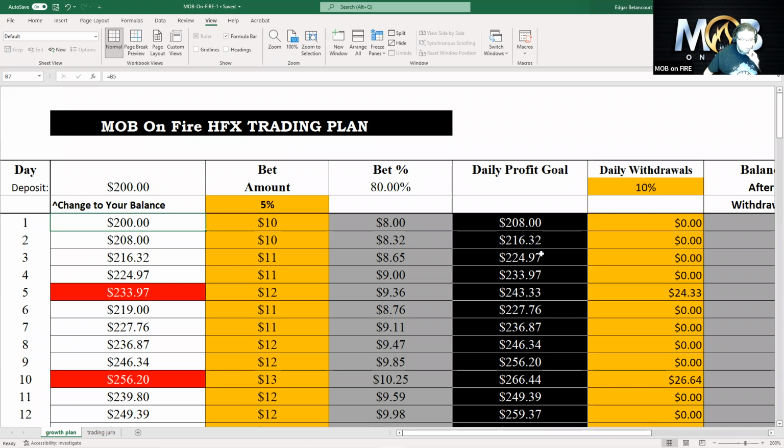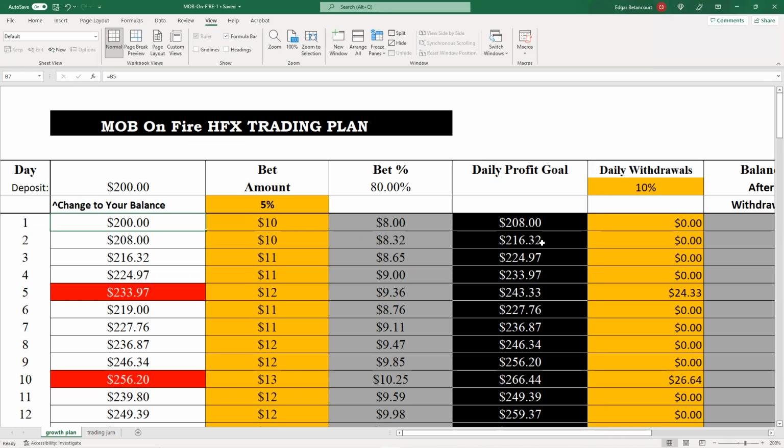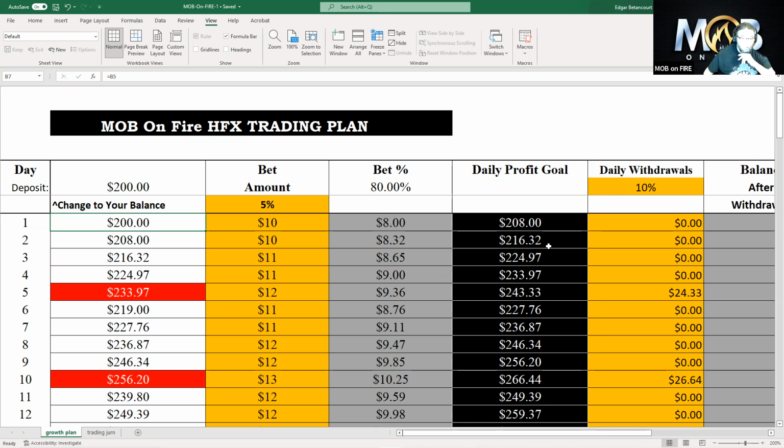That now gives me $216.32. So now my trade is $11. I win $8.65. My next trade is going to be $11. That is $9 profit on that one. That's going to put me at $233.97. So my next trade is going to be $12. And that's going to put me at $243.